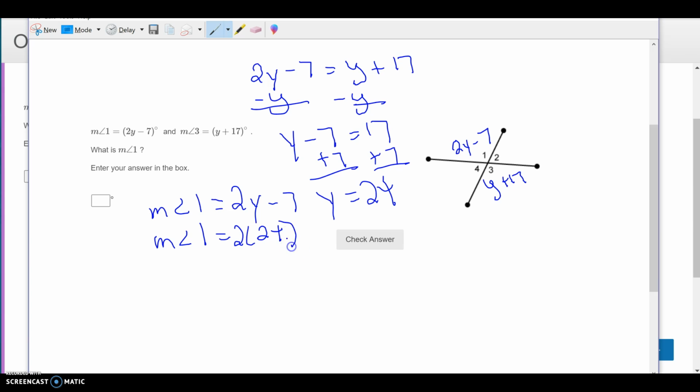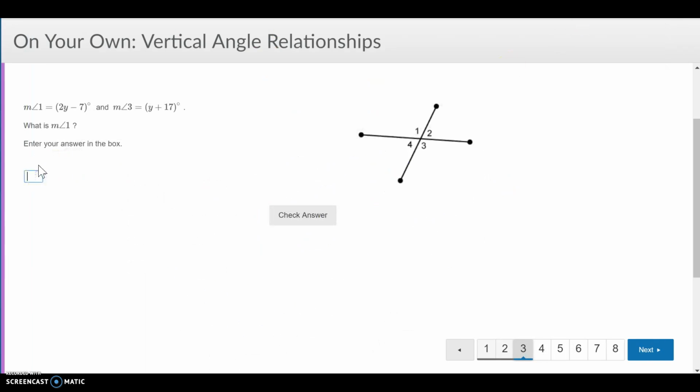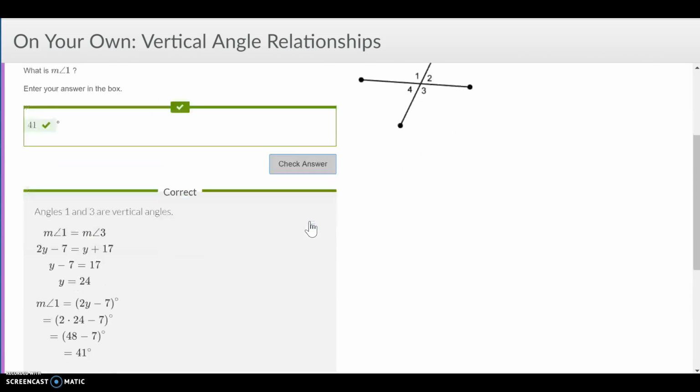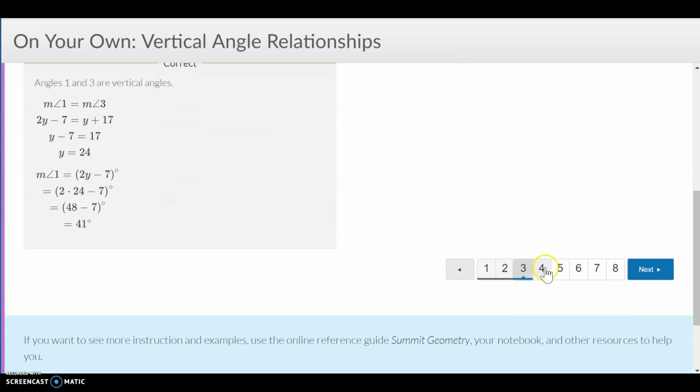2 times 24 minus 7. So the measure of angle 1 equals 2 times 24 is 48 minus 7. So the measure of angle 1 equals 41. So let's see if we're right. And there we go, all worked out.